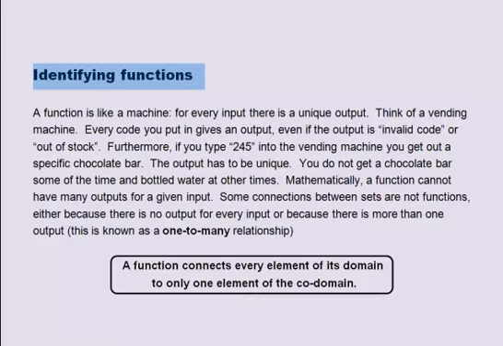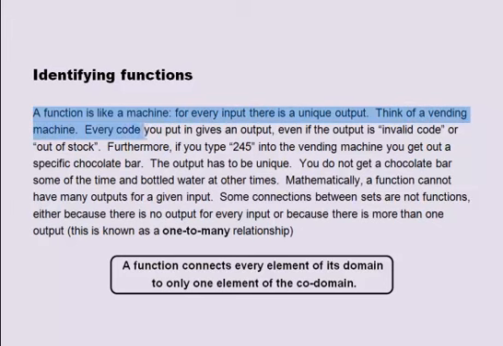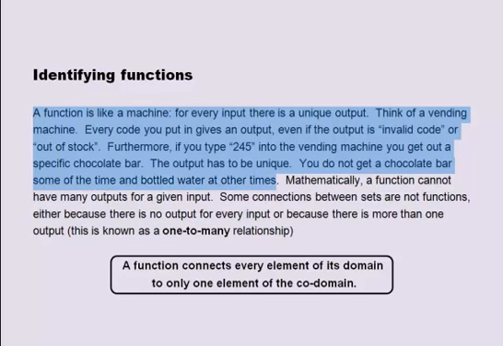Identifying functions. A function is like a machine. For every input there is a unique output. Think of a vending machine. Every code you put in gives an output, even if the output is invalid code or out of stock. Furthermore, if you type 245 into the vending machine, you get out a specific chocolate bar. The output has to be unique. You do not get a chocolate bar some of the time and bottled water at other times.